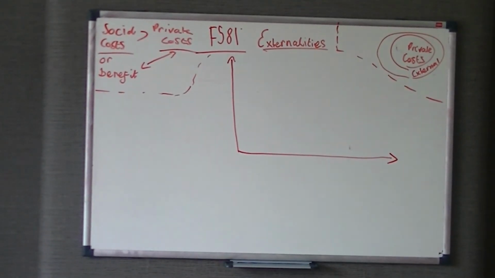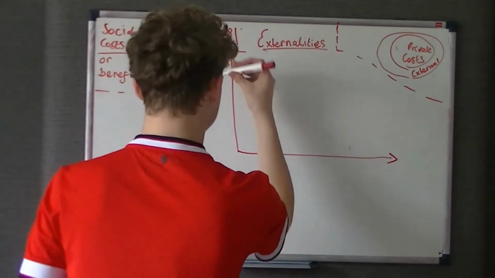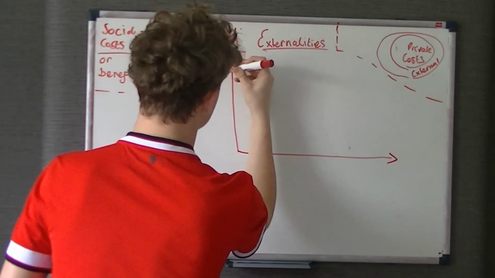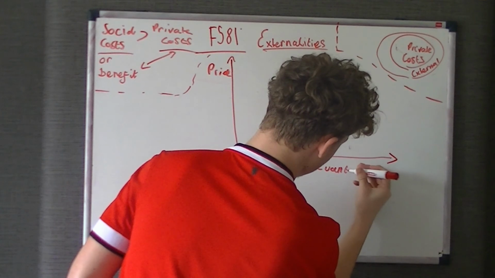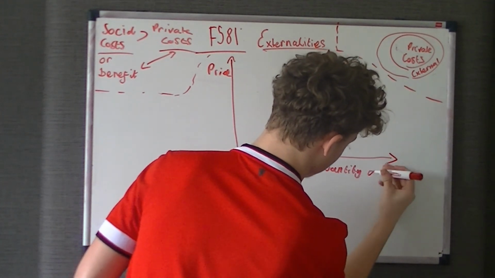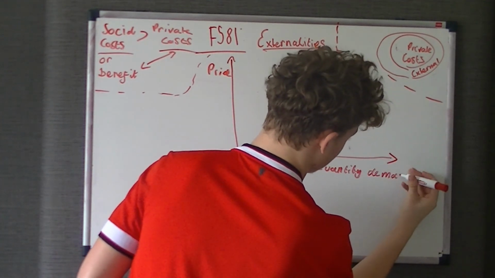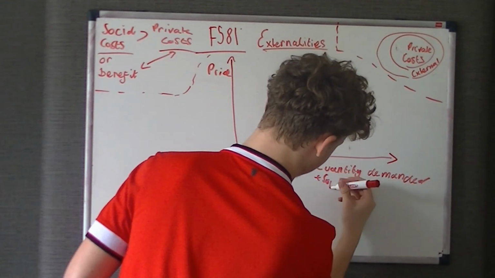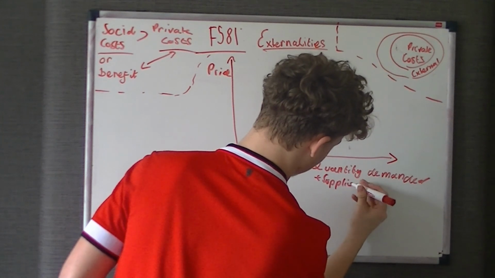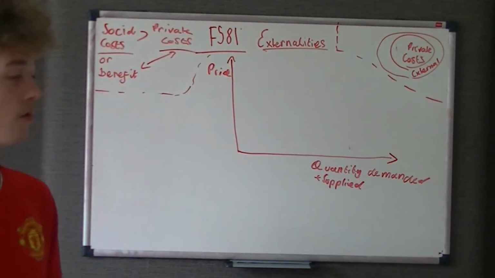Never mind. So what we're going to put on the axes is price. It's the same as a demand and supply diagram, just checking: price, and quantity demanded and supplied. So they're your axes.